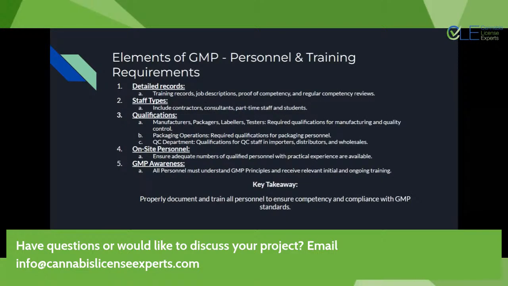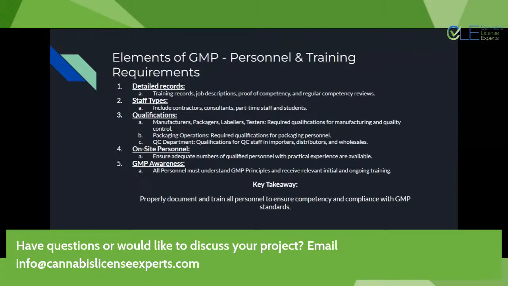Okay, personnel training and requirements. So what is required under GMP that's different from our GPP that many of us are currently operating under? One, detailed records, making sure you have your training records, your job descriptions, proof of competency, if they have educational documents that need to go in there, all of it. Make sure it's there. What do you include for your staff types? That's going to be your consultants, your part-time, your full-time staff, your interns, your students, your contractors, all of us. Everybody has to be included into your GMP program.